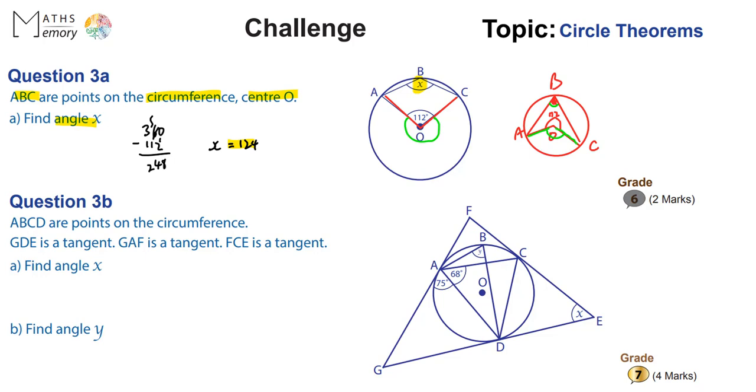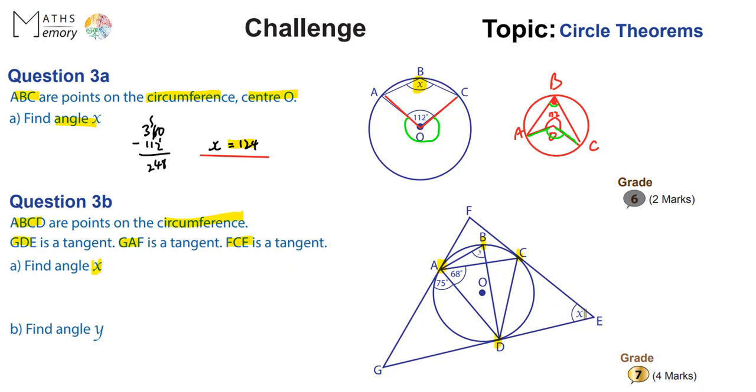Now let's look at the second question, question 3b. This is a bit more complex. A, B, D, C are all points on the circumference, we can see that from over here. GDE is a tangent, GAF is a tangent, and FCE is a tangent. These long lines over here.